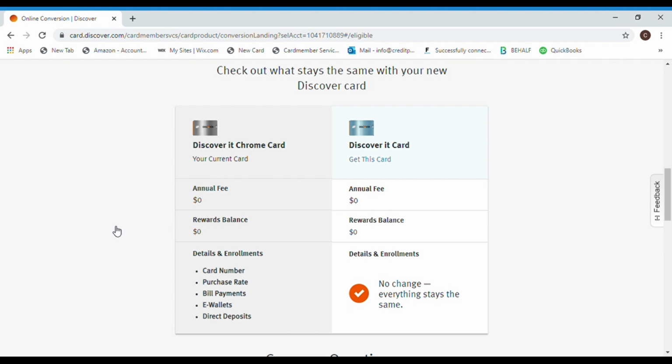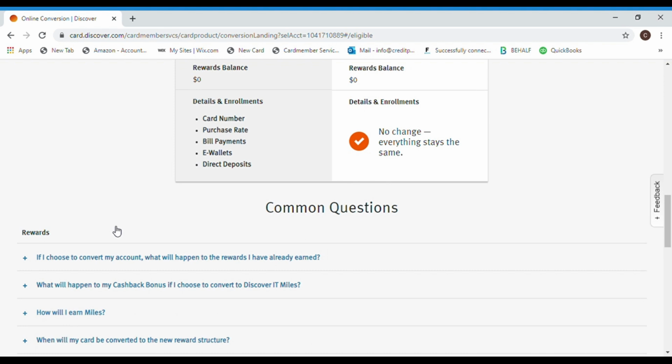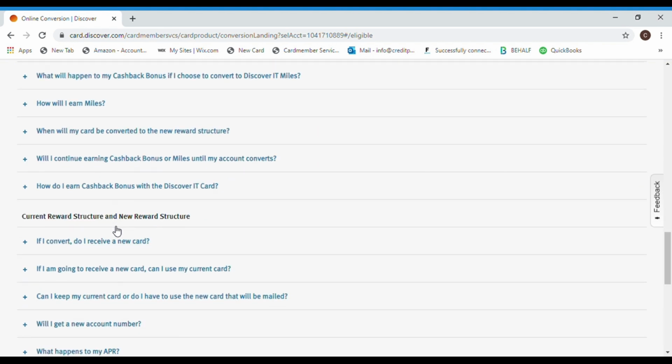All right. Both have no annual fees. So here's another thing with the rewards balance. Let's say you have a cashback balance, and you're going from a Chrome card to an Air Miles card. If you don't redeem that before you convert, it's just going to convert whatever your rewards balance is to the equivalent. In this case, I'm going from a cashback card to a cashback card, so it doesn't really matter. But that's just one thing to keep in mind.